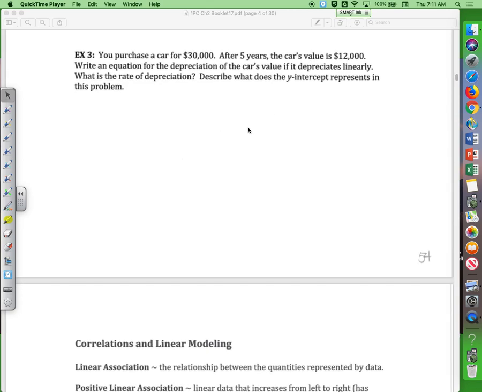So if you're trying to find the equation for this depreciation for this car. You purchase a car for $30,000. So when time is 0, the cost of the car is $30,000. And then what happens is 5 years later, now the value of the car has depreciated. Now it's only worth $12,000.